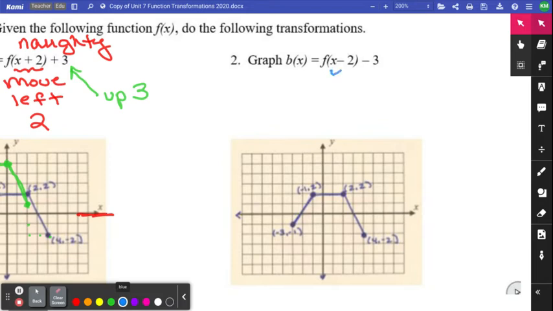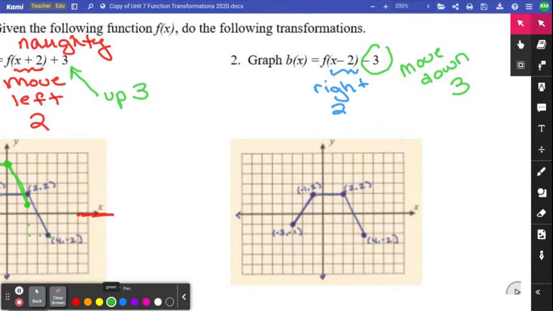So your first question, what does that x minus 2 in parentheses do to the graph? Answer it now. It moves the graph, its opposite, remember, right 2 spaces. Now, we've got this minus 3 on the outside of the parentheses. What does that do to the graph? Moves down 3 spaces.